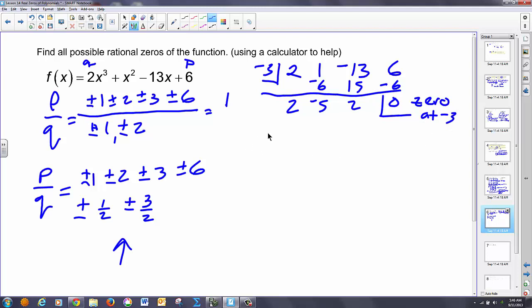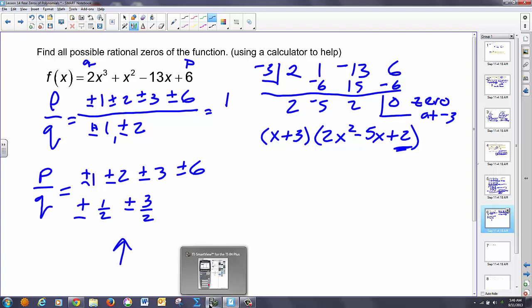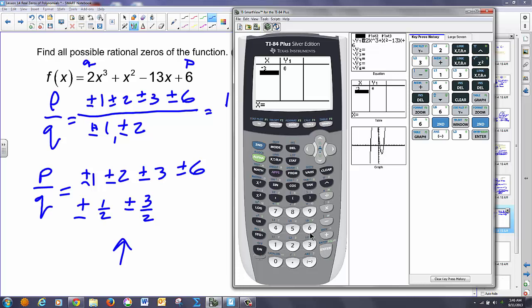So if I were to factor this, I would end up with x plus 3 times 2x squared minus 5x plus 2. Because my remaining factor has a 2 at the end of it, I can pretty much rule out that 6 is even going to be a possibility. I can go back to that graph and check a couple more terms if I like. And I think I will, just for kicks. Alright, so let's go back to the graph, take a look, and it appears that maybe 2 is an actual value here. So I'm going to plug in 2 to that table.